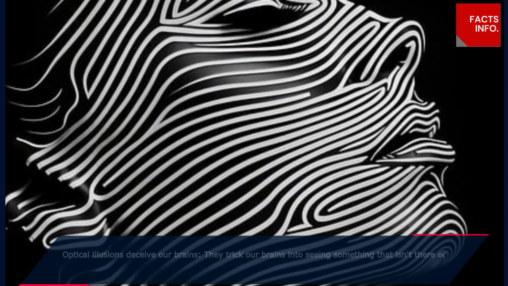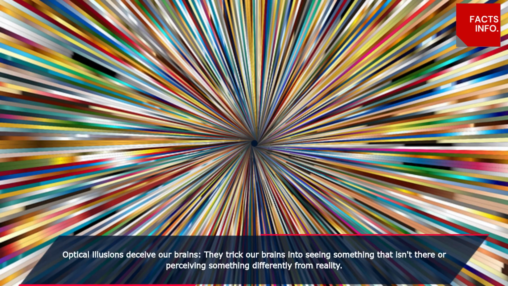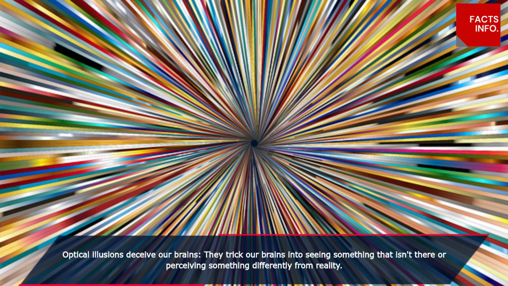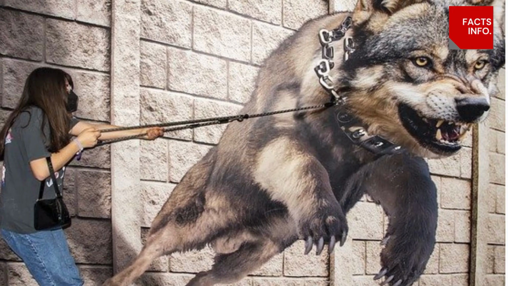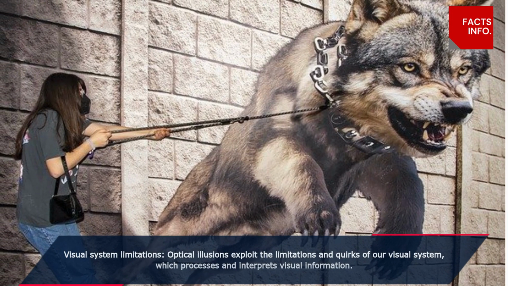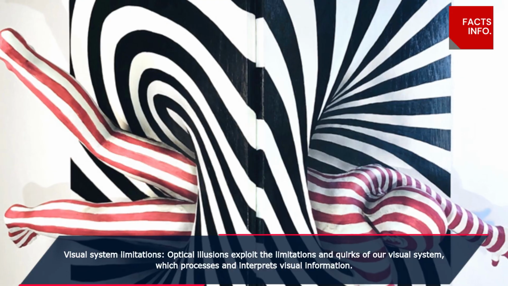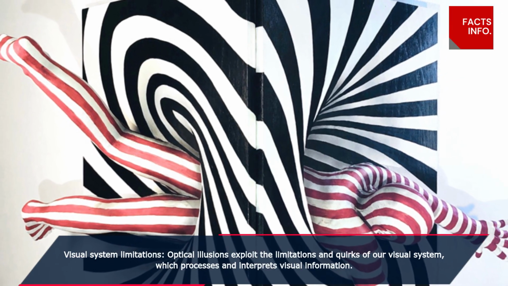Optical illusions deceive our brains. They trick our brains into seeing something that isn't there or perceiving something differently from reality. Visual system limitations. Optical illusions exploit the limitations and quirks of our visual system, which processes and interprets visual information.